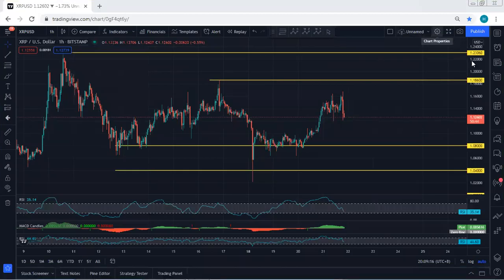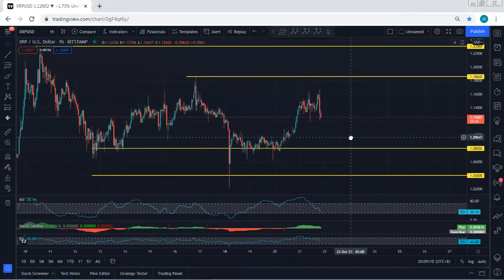XRP, we start with the 1 hour chart. Just a quick update. We have been looking for buy, and this is what we get. Since the price was here, exactly within this move at this top, we mentioned that if we want to look for buy, we have to wait for the correction. Anyway, the wave is correct.